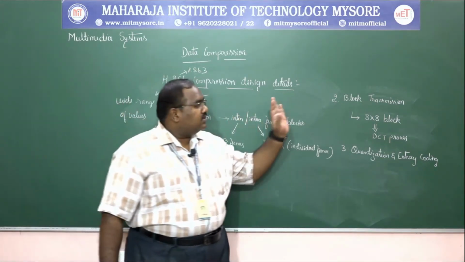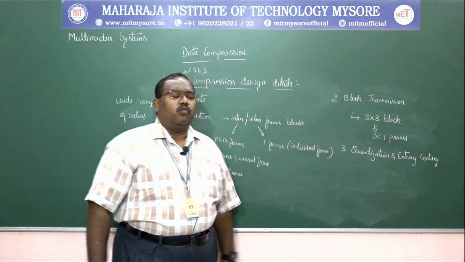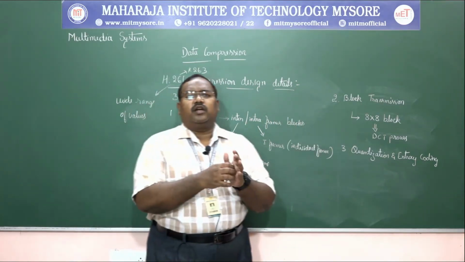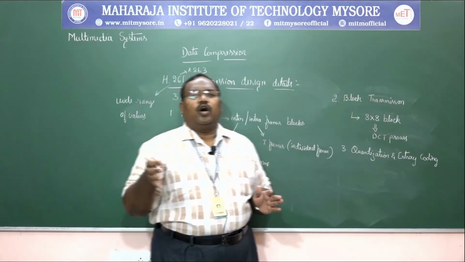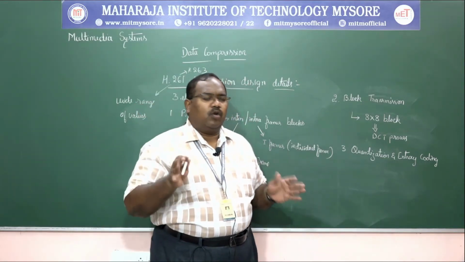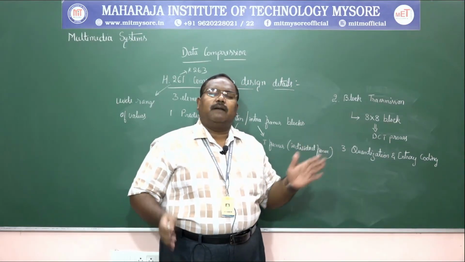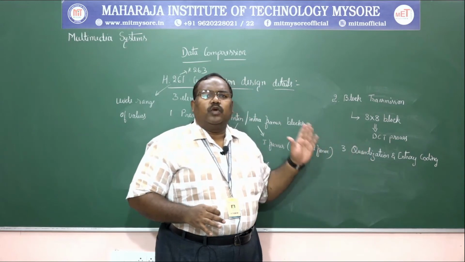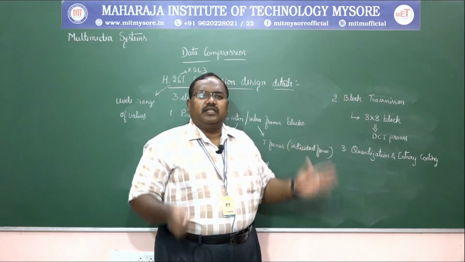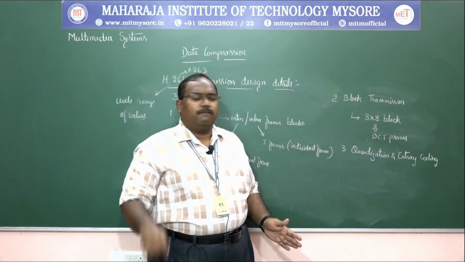And the second one is the block transformation. What we do in the block transformation is transform the image into blocks of 8 cross 8 non-overlapping pixel blocks. That process is applied. What process? The DCT function is applied on that. When the DCT function is applied, it is ready for the final process of compression.